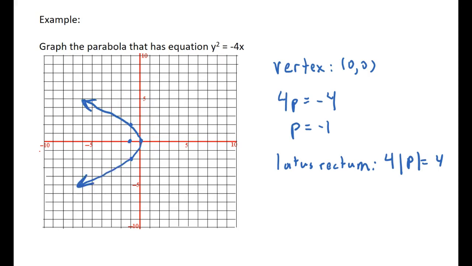Okay? Oh, let's go ahead and do the directrix. Since p is negative 1 to get to the focus, it's going to be positive 1 to get to the directrix. So there's your directrix. And our axis of symmetry is going right through the focus and the vertex like that. So there's our axis of symmetry, and there's our directrix. And there is our focus right there.